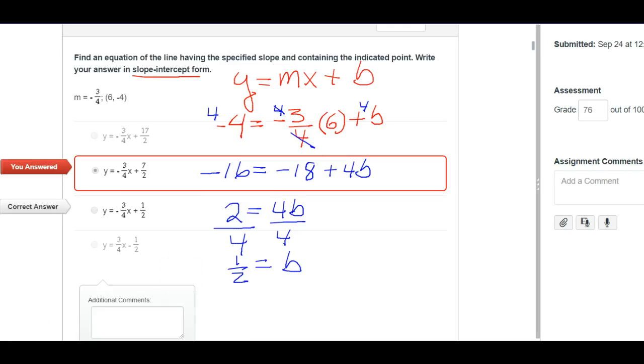Okay? So now we write the equation. Y equals, we know our slope from before, a -3/4 x. And now we have our new b value, which is our y-intercept, plus 1/2. And that's what they're giving us for an answer. And there's the steps to get it. Now, my suggestion is erase all this.